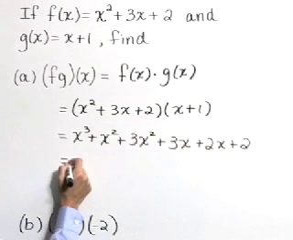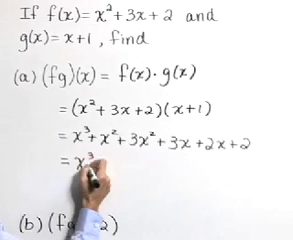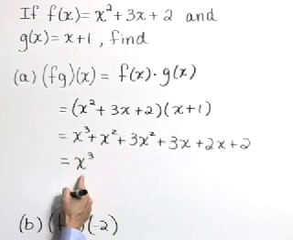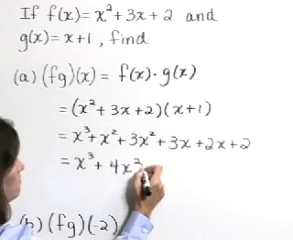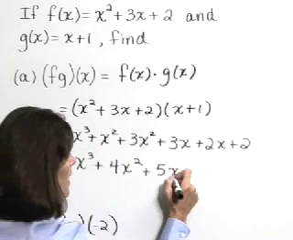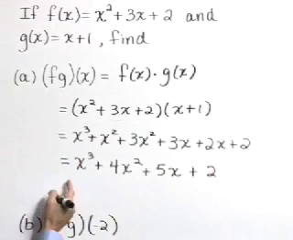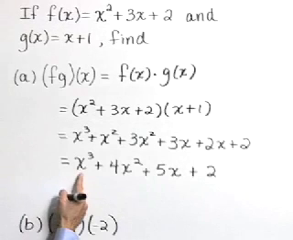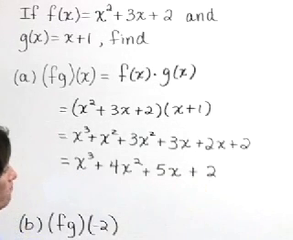Lastly, let's combine our like terms, and let's write this result in decreasing degree order. So the x to the third term comes first. x squared plus 3x squared is 4x squared. 3x plus 2x is 5x, and we've got a plus 2 there at the end. So f times g of x is equal to x to the third plus 4x squared plus 5x plus 2.